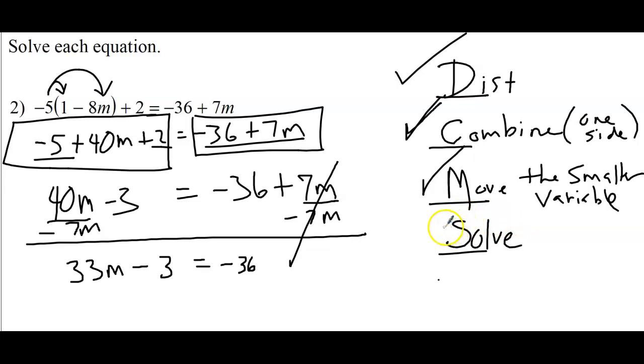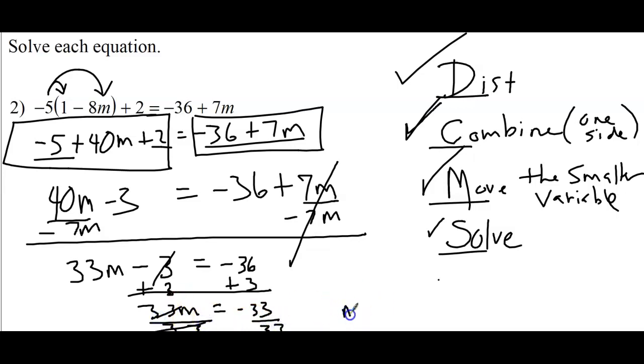After that, you should have a 2-step equation, which I think I can just say solve, and hopefully you guys know what to do from there. On a 2-step equation, you do addition or subtraction first. So we'll do that. I've got 33m is equal to -33. And then we're just going to divide. And I end up with m equals -1.